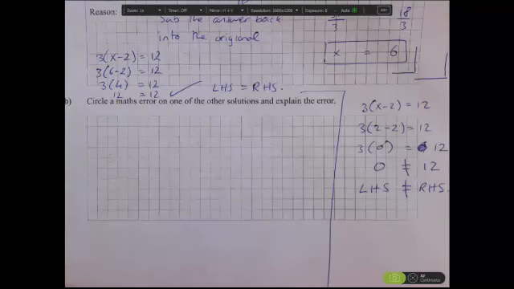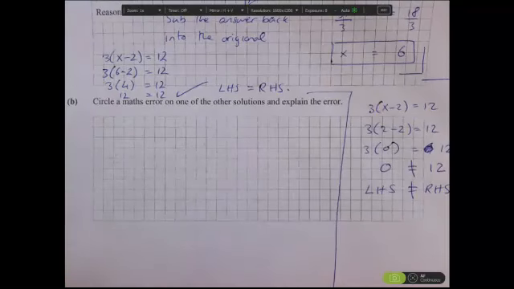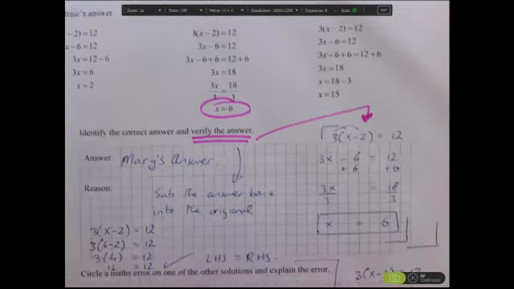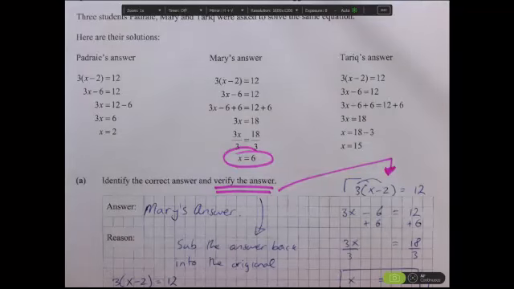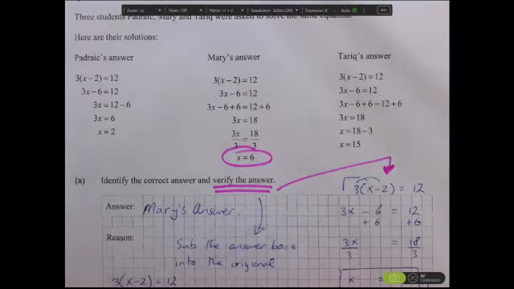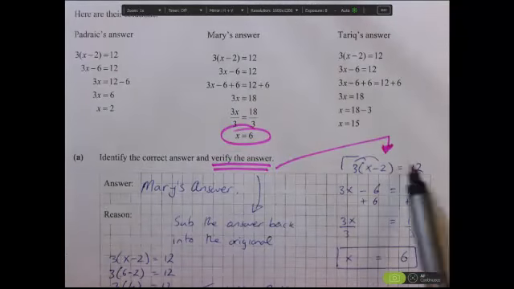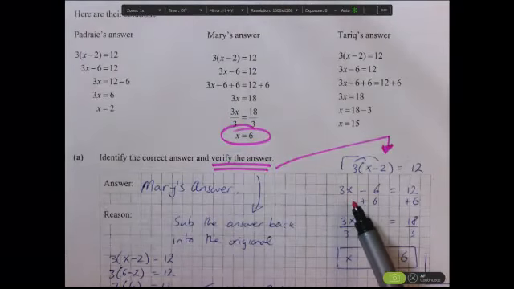Okay, so the last part of the question then, part B, says circle a maths error in one of the other solutions and explain the error. So we've said, let's just slide back up here, that Mary's answer is the correct answer, so that means that there's a mistake somewhere in Podrick's answer and there's a mistake somewhere in Tarek's answer. So let's just take a look at Podrick's answer, and this is where, if you've worked this out yourself, you can maybe do a little bit of comparison.